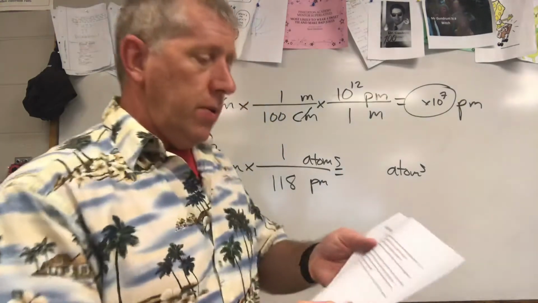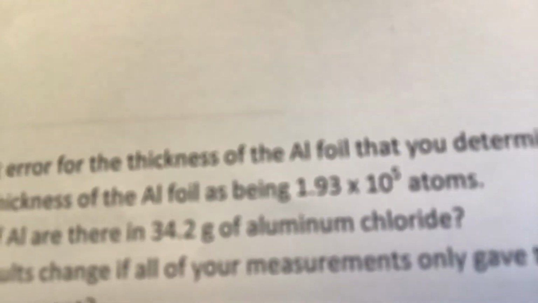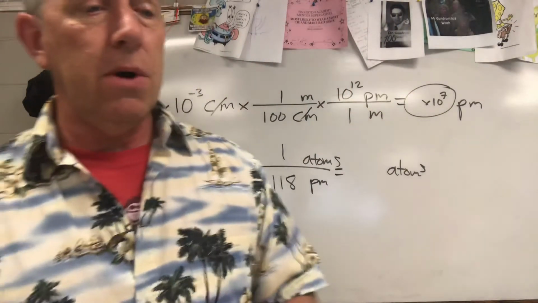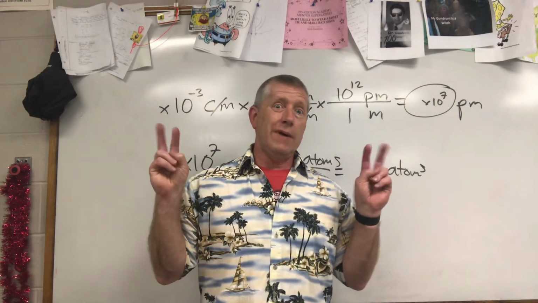So the true value is given in calculation number 1. Okay, there it is. The true value to be used for the thickness of the aluminum foil, 1.93 times 10 to the 5th. Now the thing is though, that's kind of like a true value.